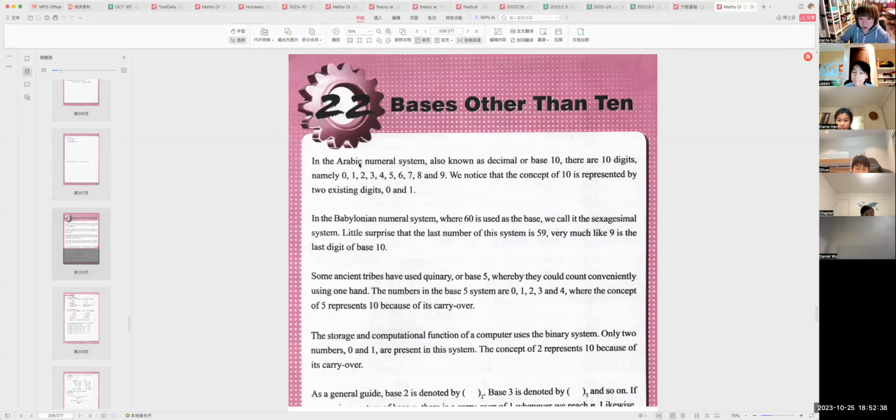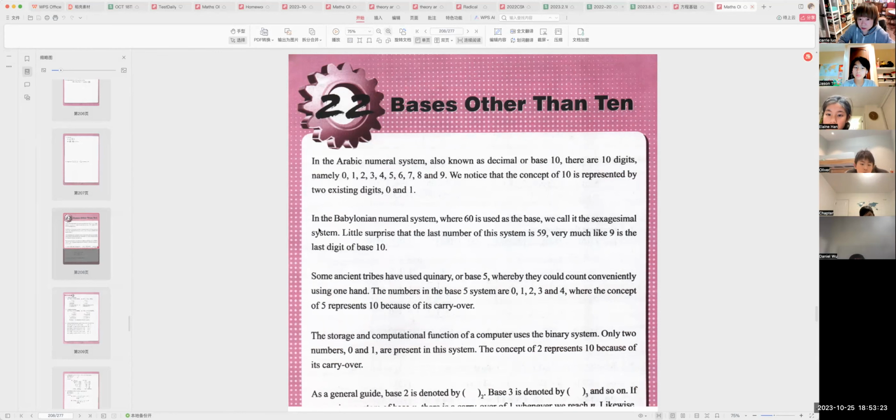Everybody, the Arabic numeral system, the one we're learning in math, is also known as decimal or base 10. There are 10 digits: 0, 1, 2, 3, 4, 5, 6, 7, 8, 9, right? So the concept of 10 is represented by the two existing digits, 0 and 1. What does it mean? Every time you hit 10, you move to the next place. Get it, everybody? We have 1 through 9, all one digit, but when you hit 10, it becomes two digits. That is because we're based on 10.